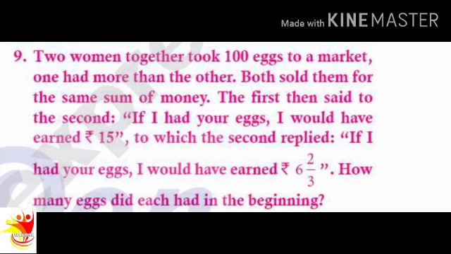The question is, two women took 100 eggs to a market. Both sold them for the same sum of money. Second condition, third one: the first woman told the second woman, if I had your eggs, I would have earned rupees 15. The second replied, if I had your eggs, I would have earned rupees 6 2/3. So how many eggs did each have in the beginning?